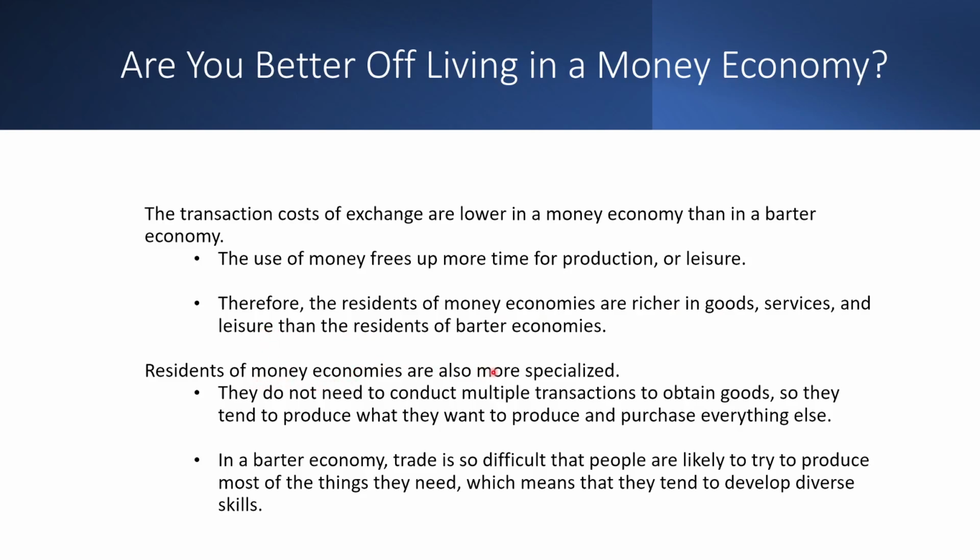So residents of money economies are also more specialized. So they don't need to conduct multiple transactions to obtain a good. Can you imagine if it's 150 years ago, and we have a horse, and we want to put shoes on the horse, and so we had to go and barter with miners for the iron. Then we had to go and barter with a blacksmith to forge that into a horseshoe, and then we had to go to a stable and barter with the stable master to have the shoes placed on my horse. That would take you so much time, right?